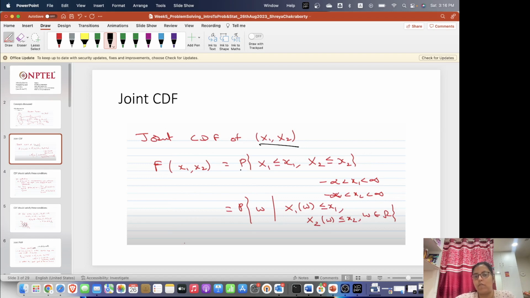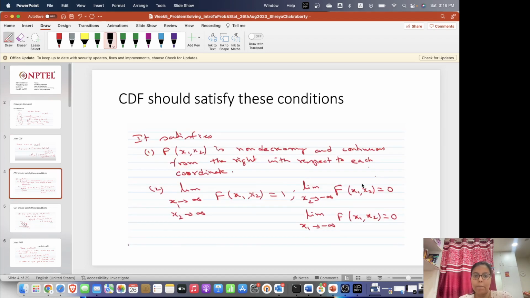It should be in the form probability X1 less than or equal to x1 and X2 less than or equal to x2, where x1 and x2 can range between minus infinity and plus infinity. And the CDF should satisfy 3 important conditions. It should be non-decreasing, continuous from the right with respect to both x1 and x2, and in a limiting sense, when both of these tend to plus infinity, the CDF should go to 1, and if either goes to minus infinity, the CDF should go to 0.